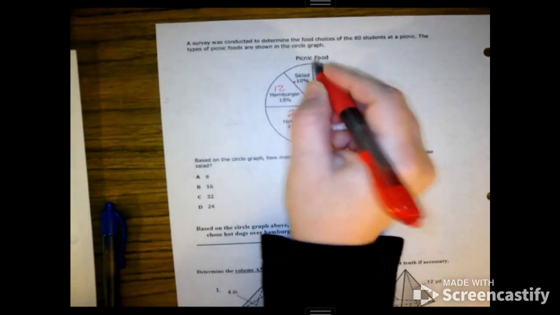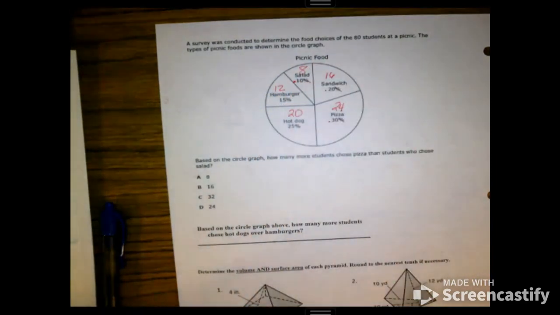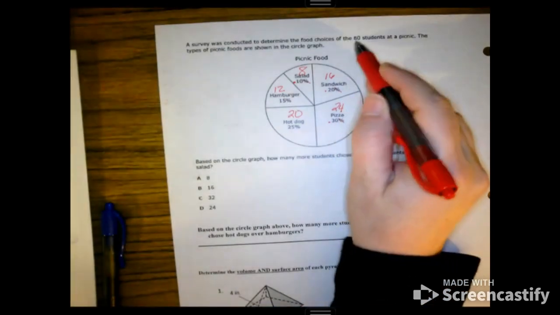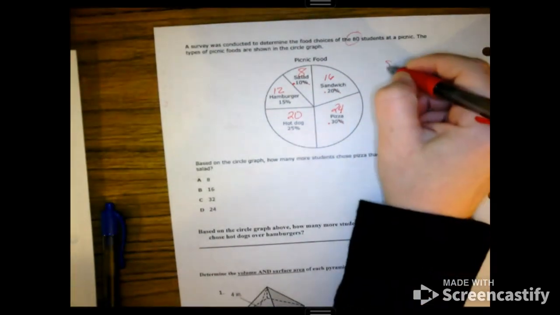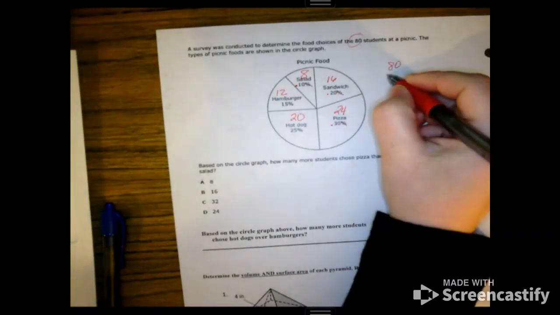How many had hot dogs? Hamburgers? And salads? Did you divide that to get it? I multiplied it times the decimal version. So like we did 80 because that was our total. So do 80 times 0.2. It'll give me 16. Yes. Okay. Because to use our percents, you have to turn them into decimals to multiply.